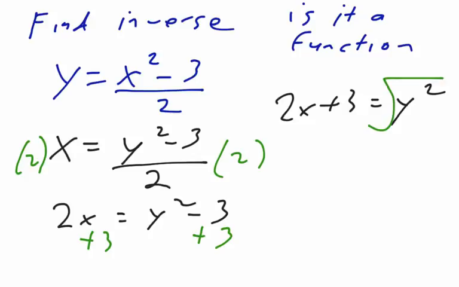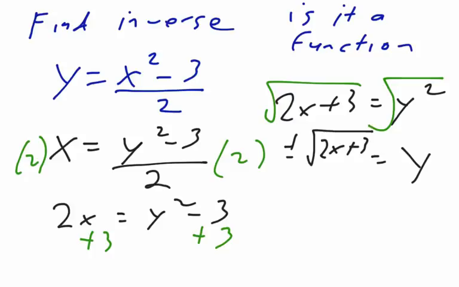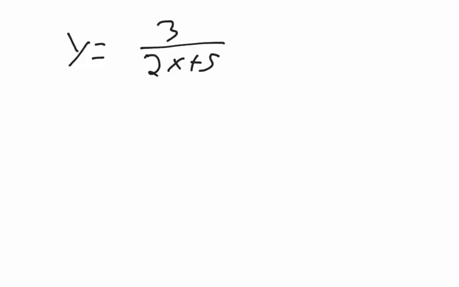And then we're going to take the square root. Now remember, when we take the square root, we're going to have a plus or minus the square root of 2x plus 3. And because we have a plus or minus, this is not a function. Alright, we're going to do one more inverse here.